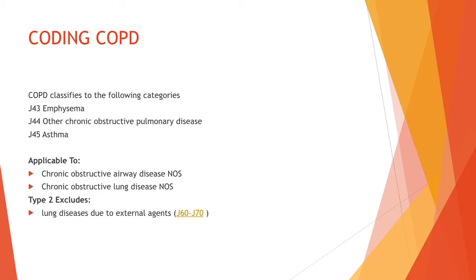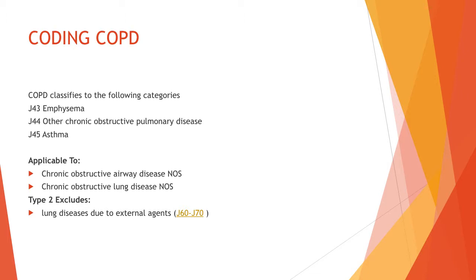Coding COPD. Chronic obstructive pulmonary disease is applicable to chronic obstructive airway disease, chronic obstructive lung disease. J44.9 is used to describe COPD. COPD classifies to the following categories: J43, emphysema; J44, other chronic obstructive pulmonary disease; J45, which is asthma.